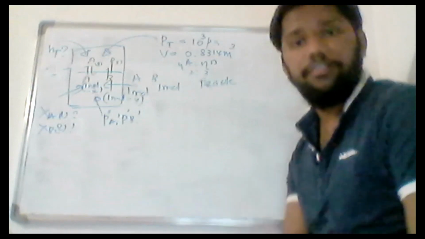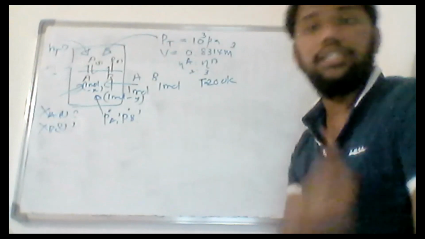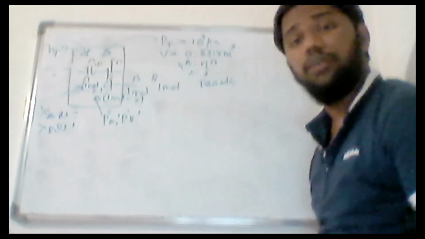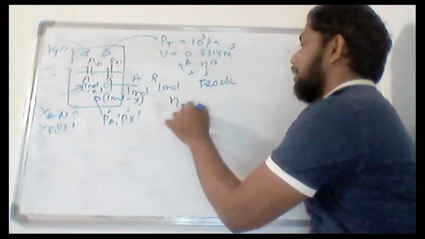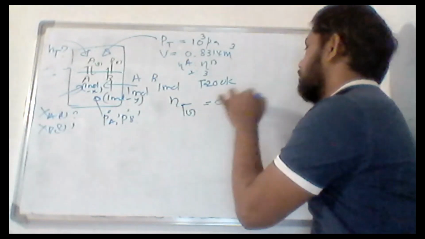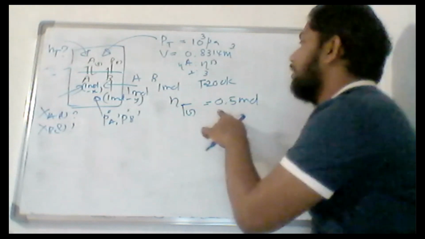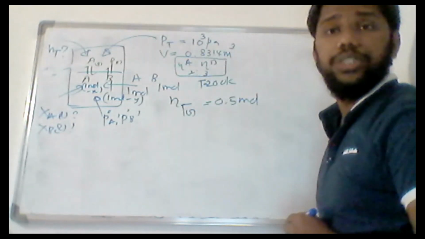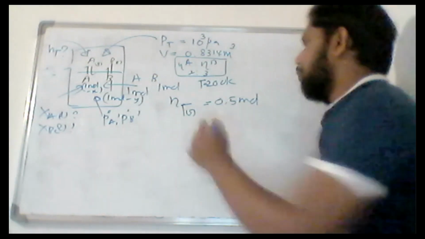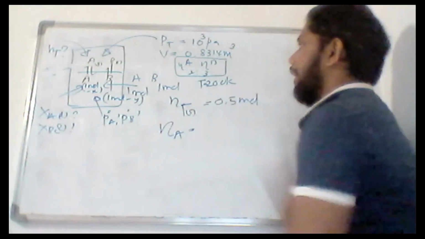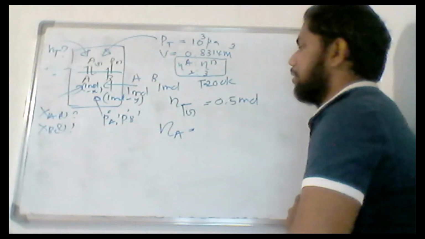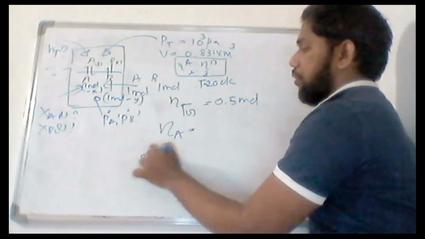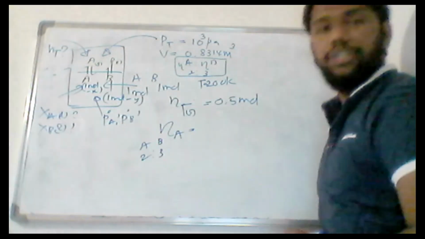To make your life easier, the first question is given. What is it? Find the total number of moles in the gas phase. Because now you know NT in the gas phase is 0.5 moles. And they have given the mole fraction of A to B in the gas phase is 2:3, which means you can calculate NA. The ratio A is to B, this ratio is 2:3.